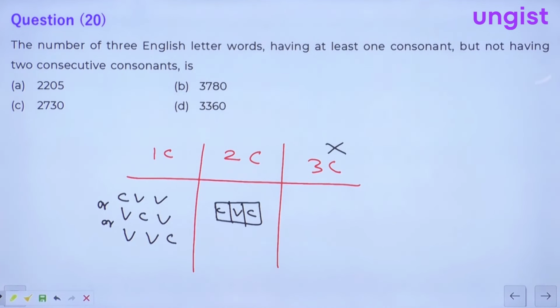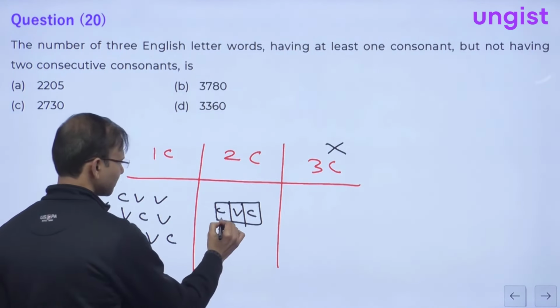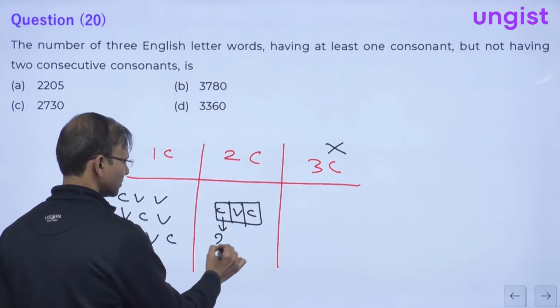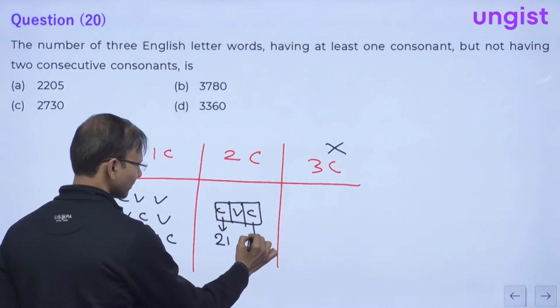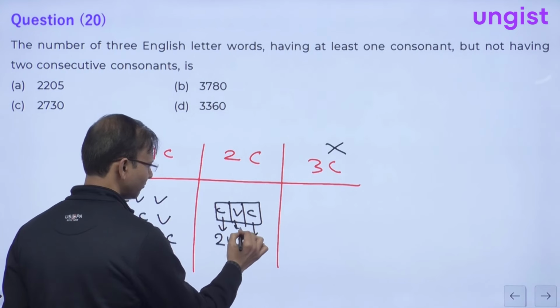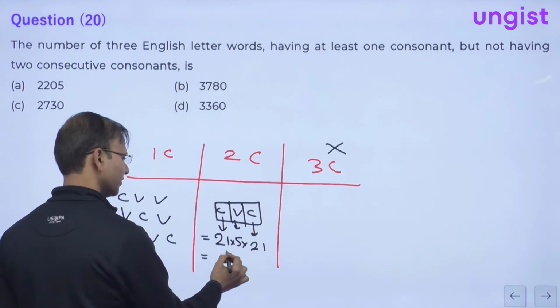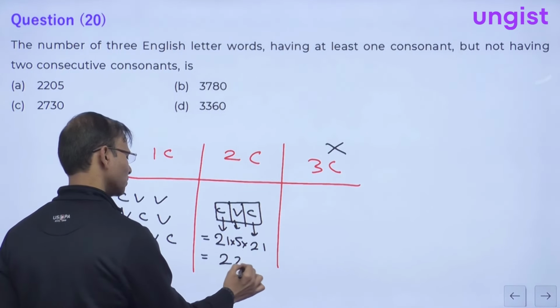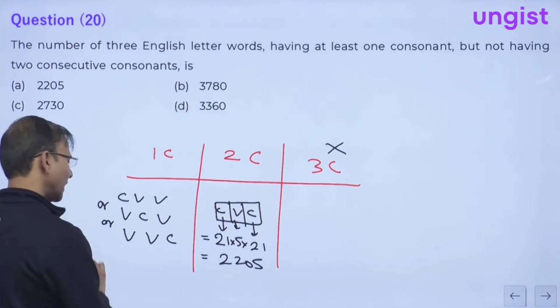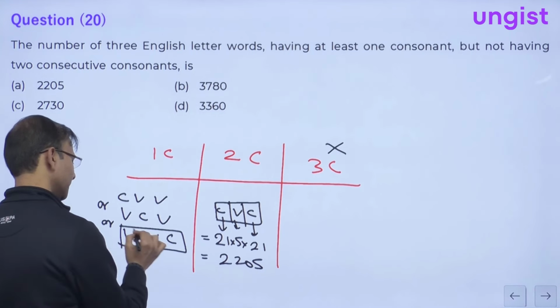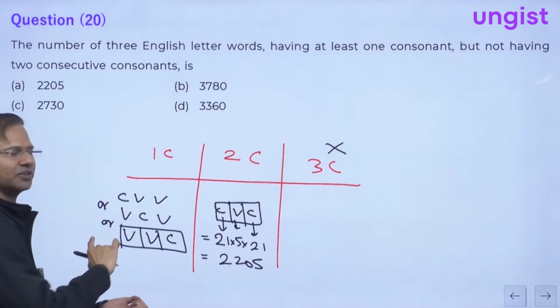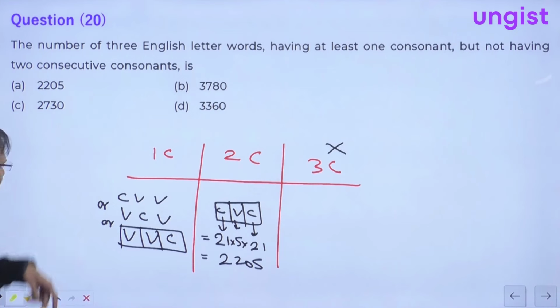Option C. Let me see now. So guys, here 21 consonants are there, right? 21, 21, 5 vowels are there. So this is 441 into 5. This will be 2205. And guys, VVC, right? We'll do 1, we'll multiply it with 3, right? Because we need to add them now.